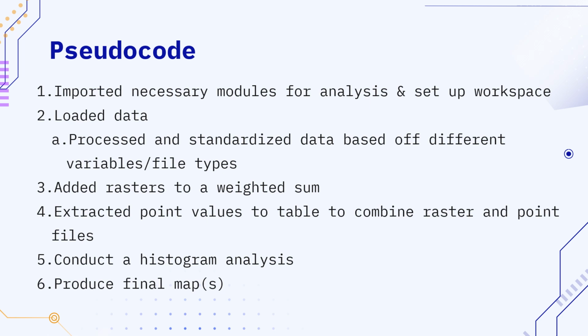So to outline our pseudocode and the steps we took to achieve this analysis, we first imported necessary modules for analysis and set up our workspace. Then we went on to process and normalize data based off of the different variables and file types. So to cover a little bit of each of these, we used the slope spatial analysis tool to find the slope based off of digital elevation models. We used the Euclidean distance spatial analysis tool to determine closeness to streams and roads.